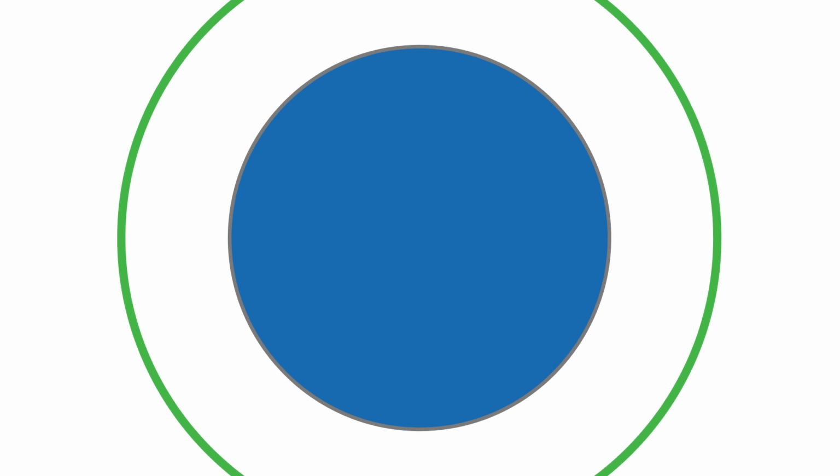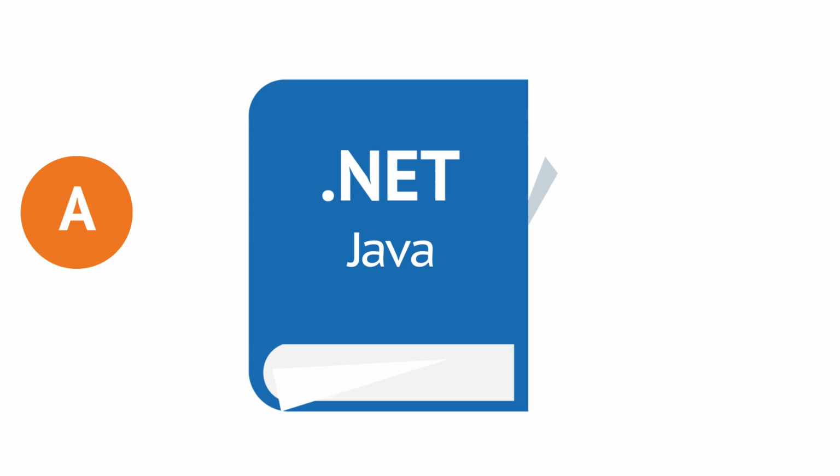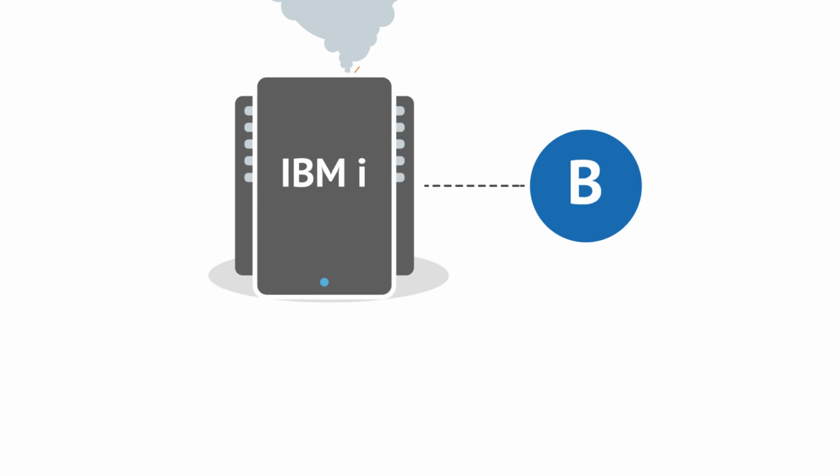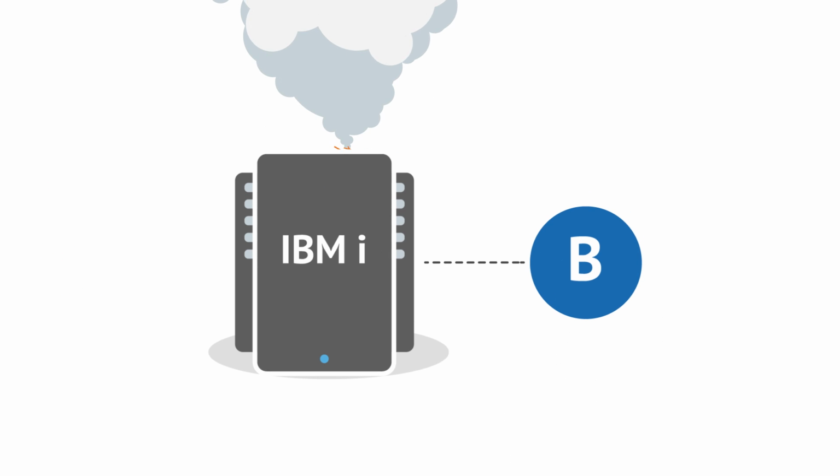There are a few options available to modernize your applications. You could learn a new programming language, or you could migrate away from IBM i altogether. Fortunately, there's a better way.